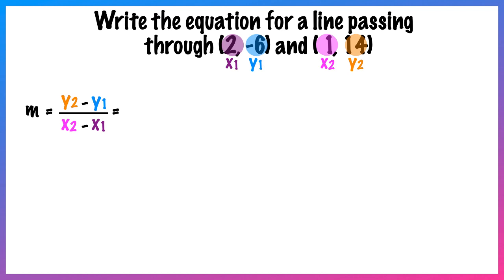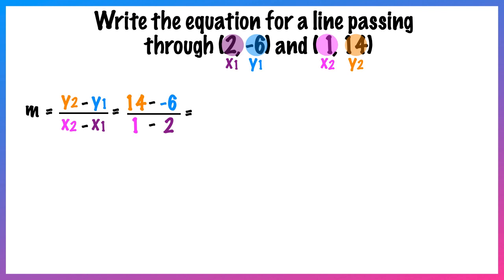All right, so the first thing we need to do is locate y2. y2 is 14, so we'll plug that in. So we wind up with 14 minus y1, that's -6, let's plug that in. Over x2, that's 1, so we'll plug that in, minus x1, that's 2, so we'll plug that in.